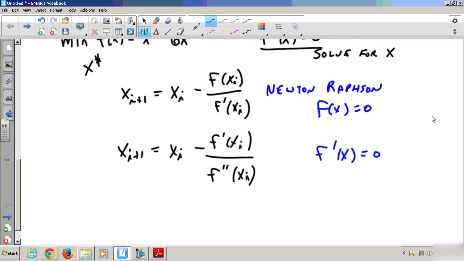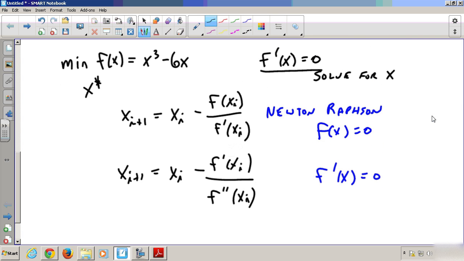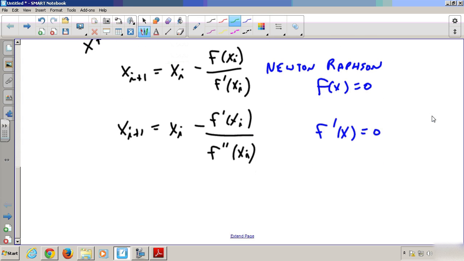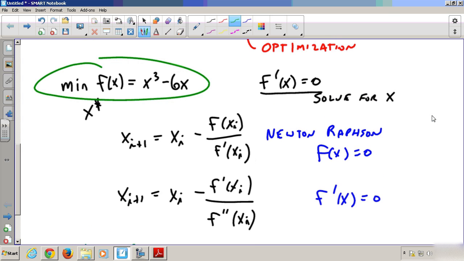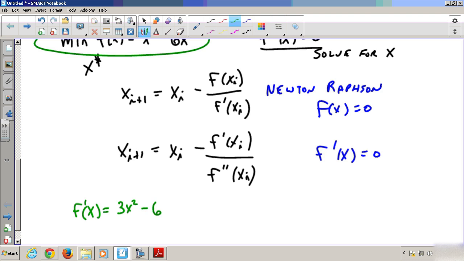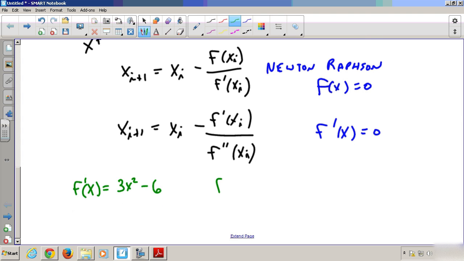Okay? So how do we functionally do this? Well, you take this thing here. We've got x cubed minus 6x, right? And the first derivative of x cubed minus 6x is going to be equal to 3x squared minus 6. And the second derivative is equal to 6x. So that's easy. Now, how do we set this up?